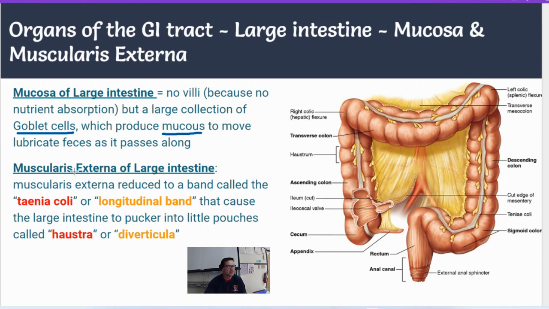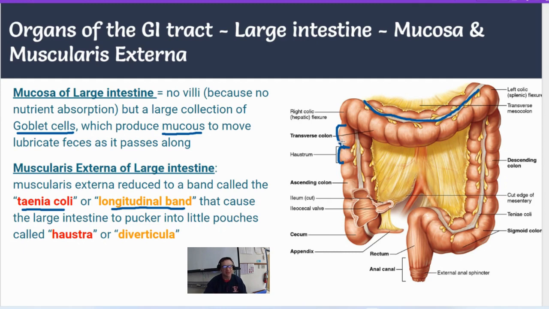Then you have the muscularis externa right here, and it's called the taenia coli. It's also called the longitudinal band. This was in our lab right here. So this little band of smooth muscle runs the length of the large intestine, and it's going to create these little pouches called haustra, or haustrum for singular. These little pouches cause the food or the feces or the chyme, which is almost ready to leave the body, to stay in these little segments.